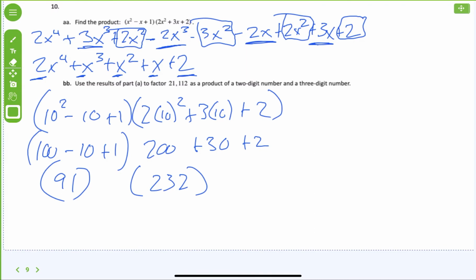There's our binomial times a trinomial. Or, I'm sorry, not a binomial. 2-digit times a 3-digit. Is 91 times 232 21,112? Sure, it is.